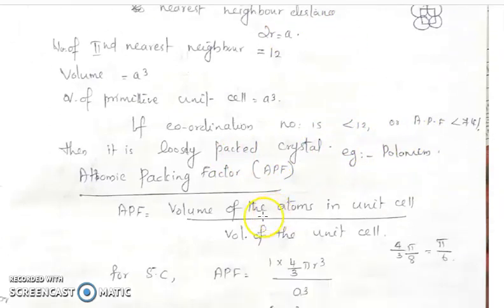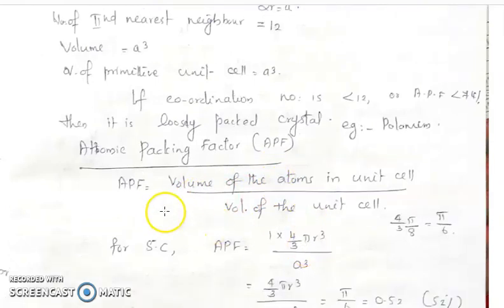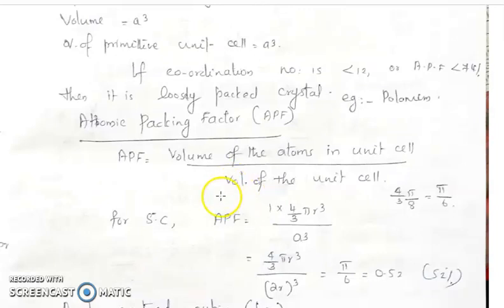Then atomic packing factor, that also you have studied in your degree class. Atomic packing factor is the volume of atoms in the unit cell divided by the volume of the unit cell, or how much part of the total unit cell is occupied by the atoms, or how much part is vacant. If the vacant space is large, then the atomic packing factor will be lesser. So most of the volume of the unit cell should be occupied by atoms.